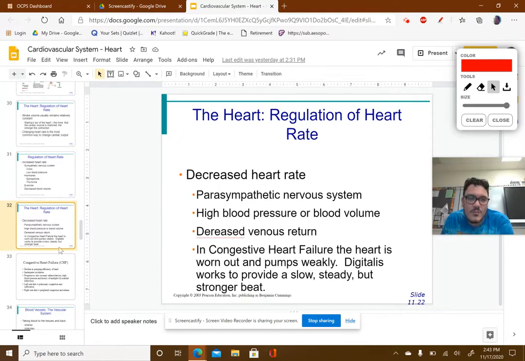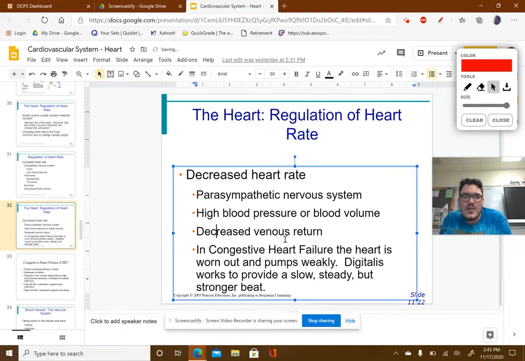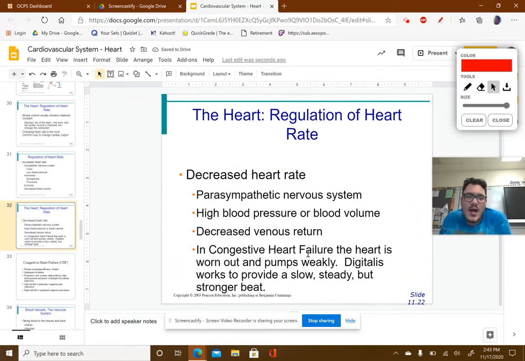On the other spectrum, things that can decrease your heart rate include the parasympathetic nervous system, which is the opposite of the sympathetic, high blood pressure or blood volume, and decreased venous return. And in certain extreme scenarios, which we're about to talk about, in congestive heart failure, the heart is worn out and pumps weakly. There's a particular drug that can be given called digitalis, which works to provide a slow, steady, but stronger beat.